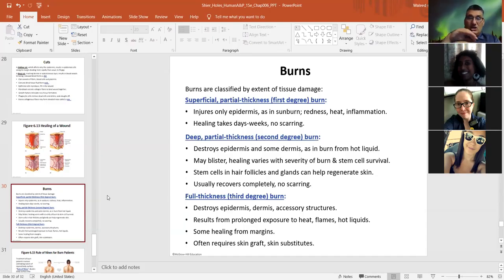For the second degree, it goes deeper, into the dermis, and you know the dermis contains all these glands. It can actually burn these glands. But it usually recovers completely without a scar. The full thickness is the one that goes through the epidermis and dermis plus the accessory structures. It can go to the hair follicles inside. It can go to the nail. It can go even underneath more than that. It can go even to the muscles. And unfortunately, this one is the one that's going to cause permanent scar. And if that's the case, they might need skin grafts.